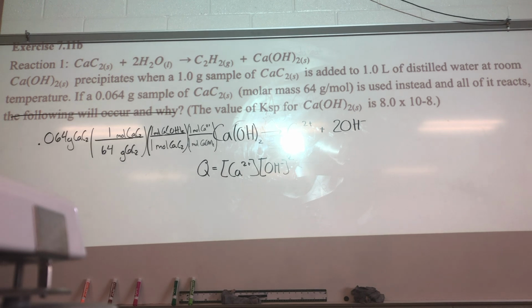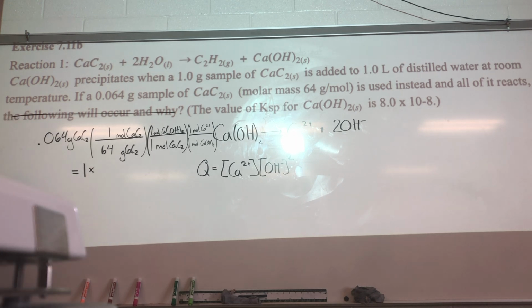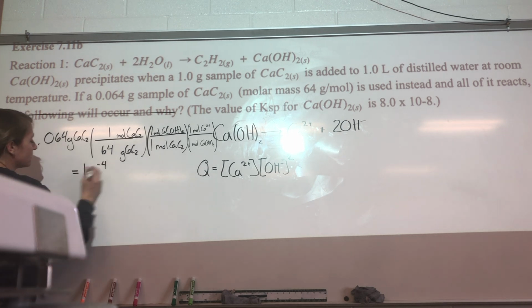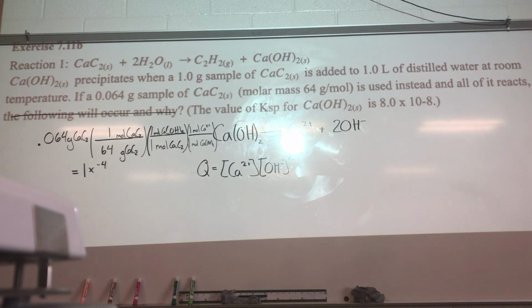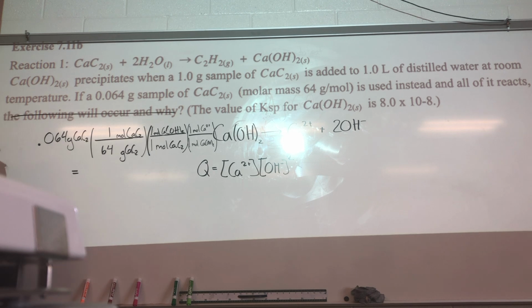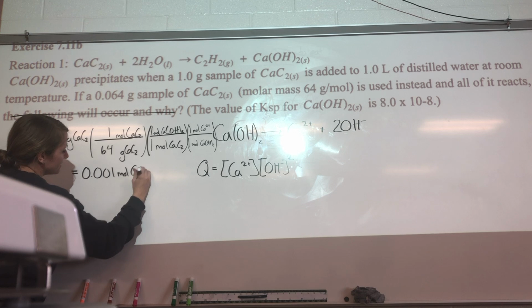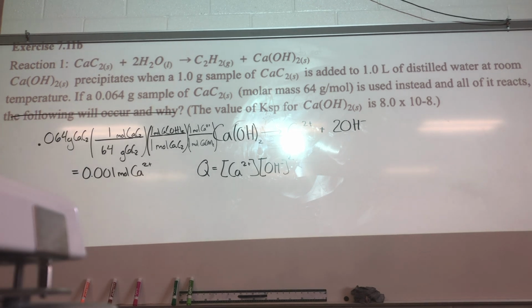Plug all that in. We get 1 times 10 to the negative 4? 64 divided by 64 is 1. So 1 times 10 to the negative 4 or 0.001, however you want to write it. Which one do you like better? Scientific notation or no scientific? Okay, so 0.001 moles of calcium ions.